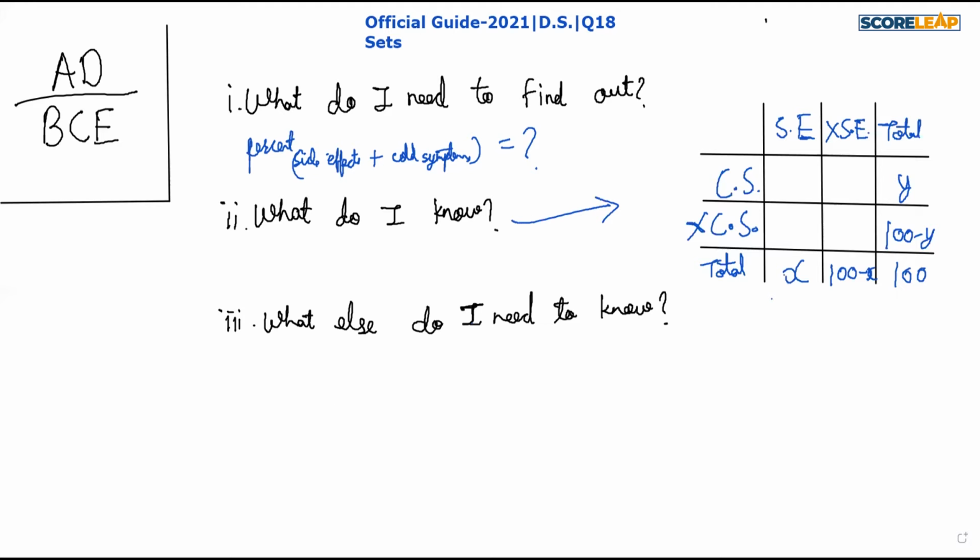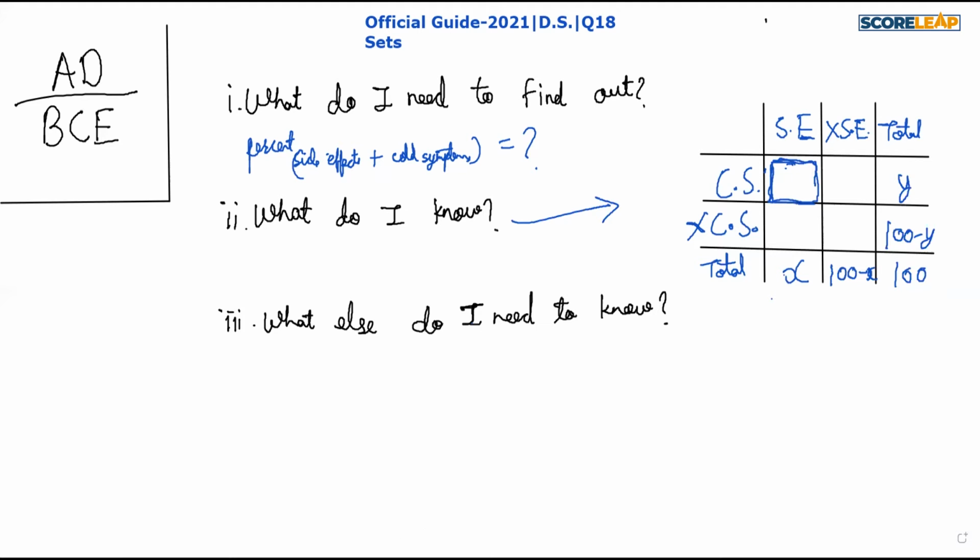What else do I need to know? I need to figure out the percentage of side effects plus cold symptoms, which means the percentage of people who experience both side effects and relief of cold symptoms. This is our target value. If anyhow we can figure out the target value, that statement will be sufficient to answer our question.